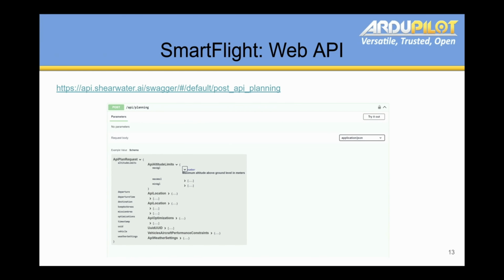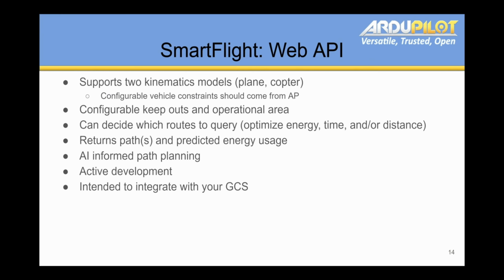This web API is very nicely documented in a tool called Swagger. You can see example queries, you can try the API out on the web, and you can use it to code generate if you want to use that in another framework that you're already doing Swagger stuff. Their planner supports two kinematic models, one for plane, one for copter. We want the vehicle constraints to come from the ArduPilot. I haven't implemented that yet.